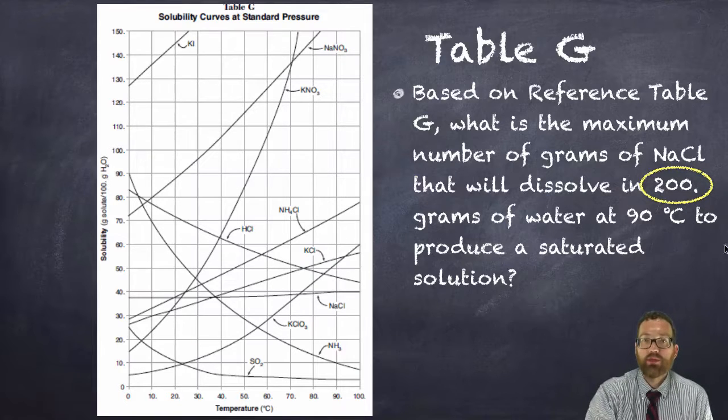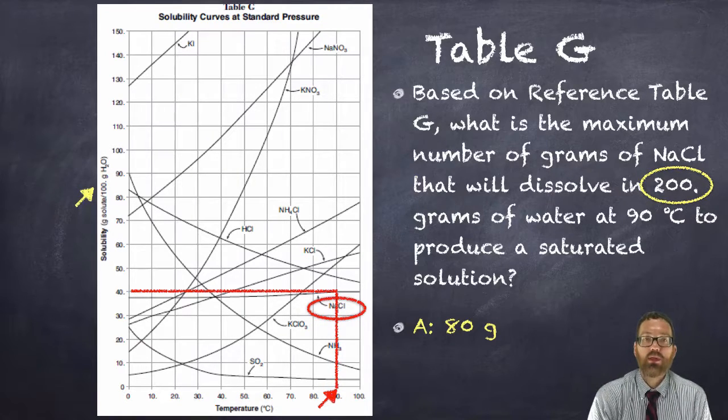Okay, so first we should figure out the temperature. We're looking for sodium chloride. And this arrow is just reminding us that it's not 200 like the question says. This chart will tell us 100. So again, we should go to sodium chloride, and we should go to 90 degrees Celsius. We go up till we reach that sodium chloride line, and then over, and it says 40. Now it could hold 40 grams in 100 grams of water, but we're not in 100 grams of water, we're in 200 grams of water. So we need to double our answer to 80 grams.